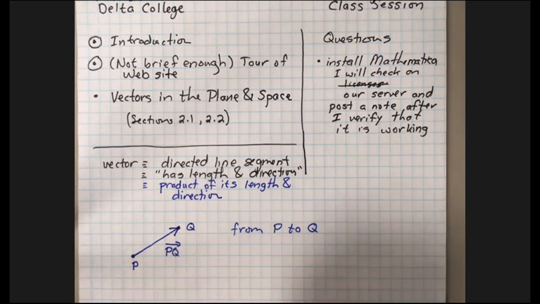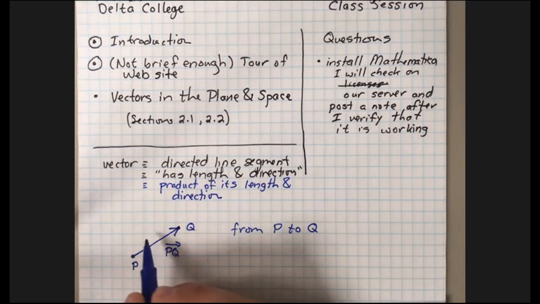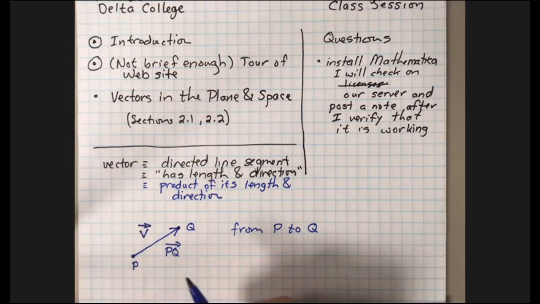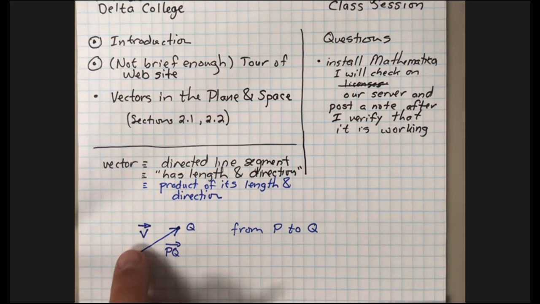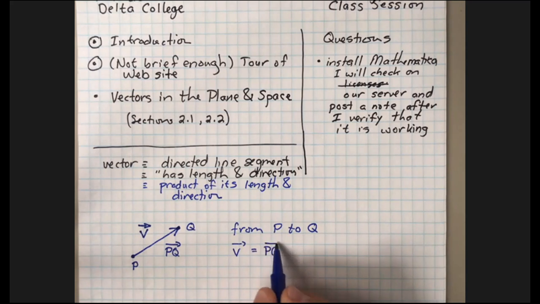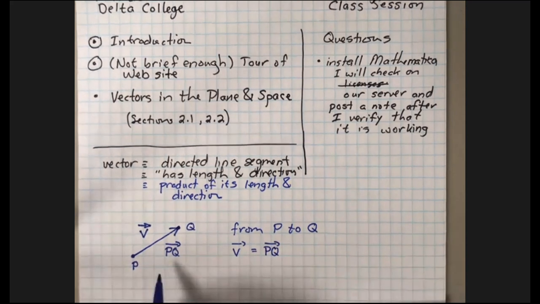Some people want to simplify that naming, and so they might simply name it with a letter. It doesn't have to be lowercase or uppercase, but it's not uncommon for people to use a letter V for a vector, or U, or W. You could use any letter you please to be a vector. So this vector right here, whether I write V or whether I write PQ, I mean exactly the same thing. Okay, good. Now, next step.